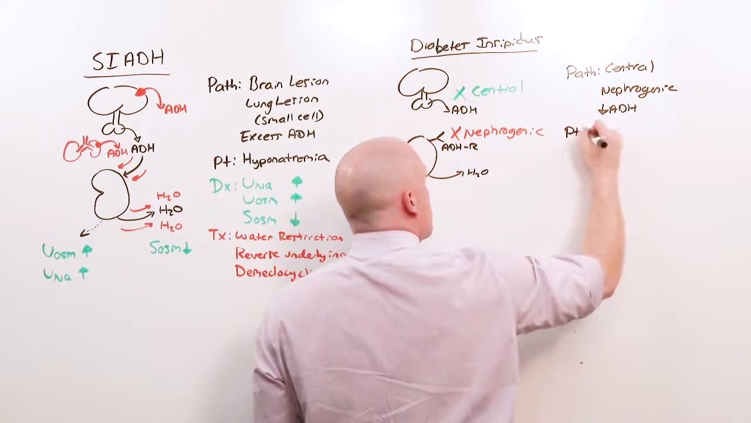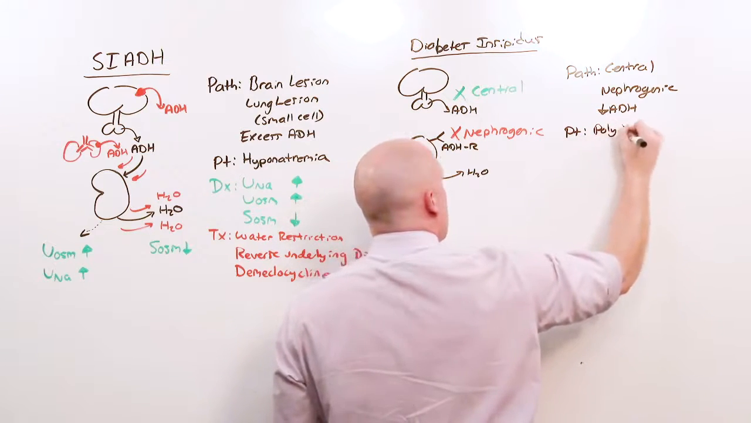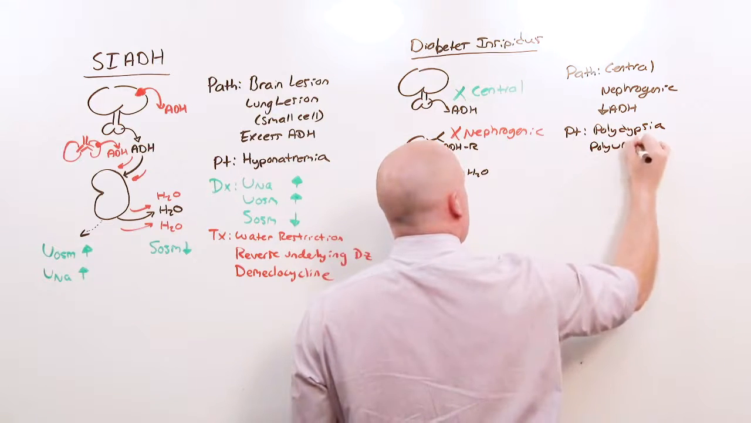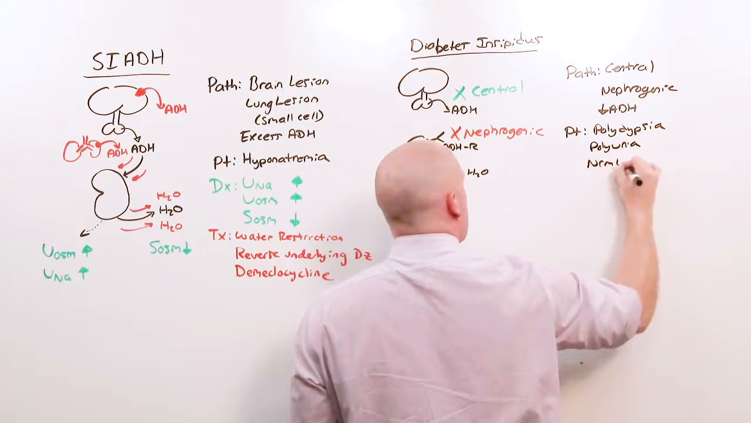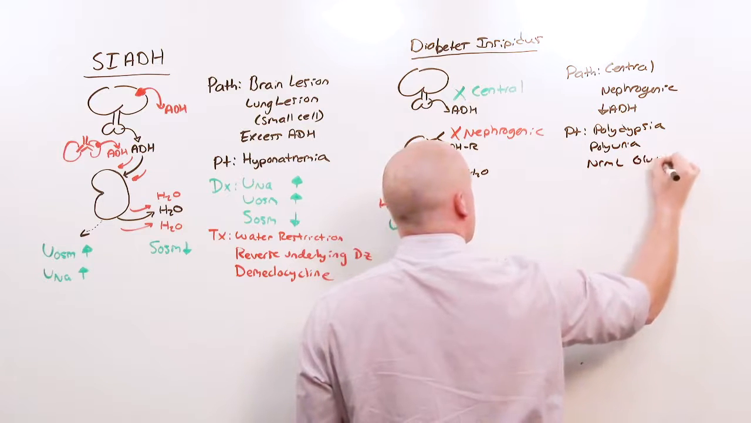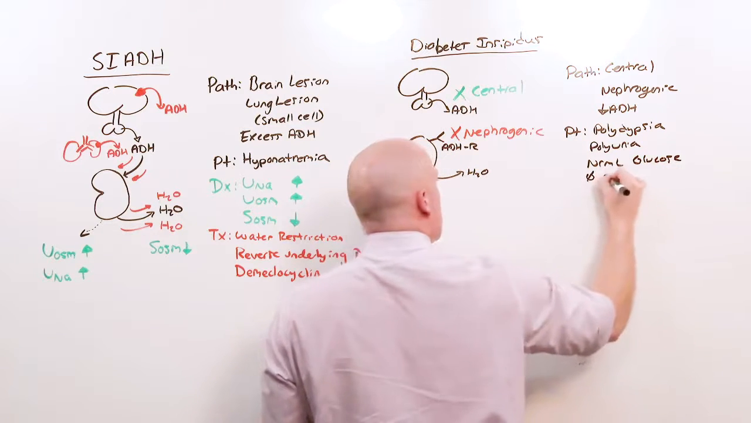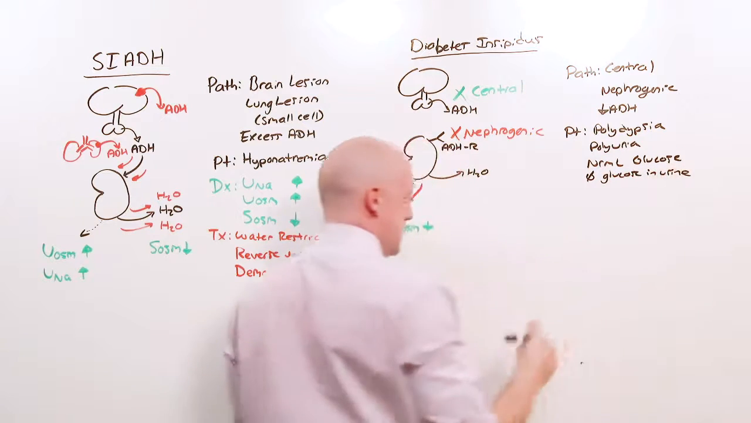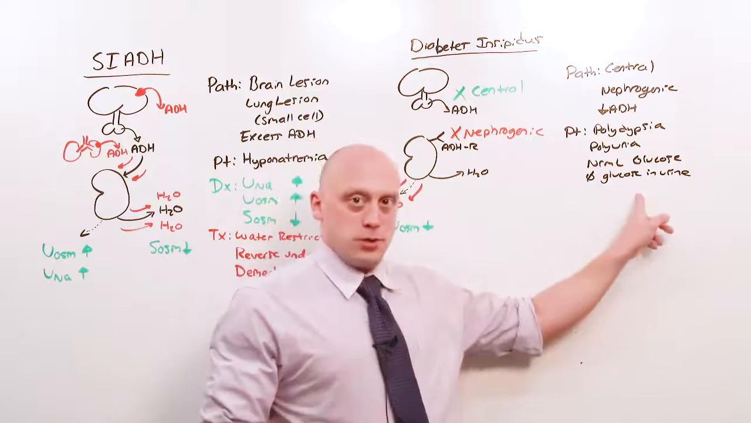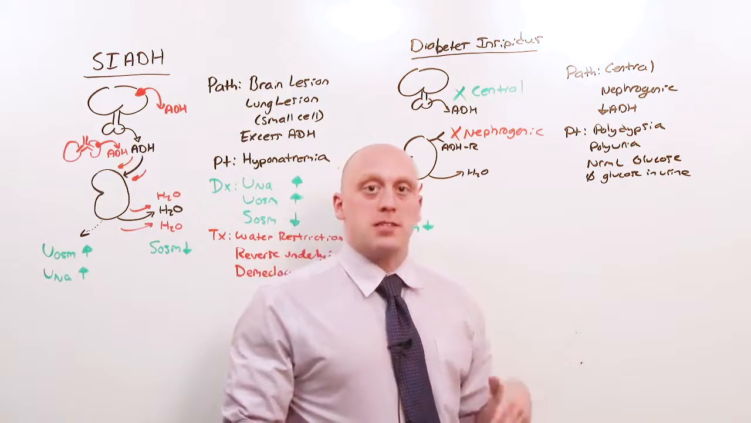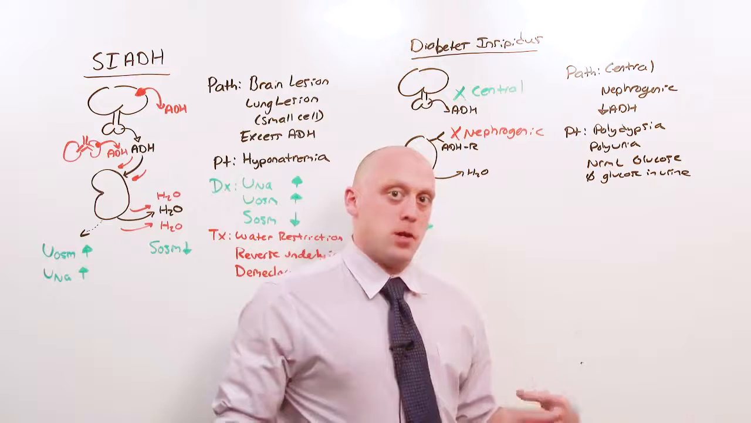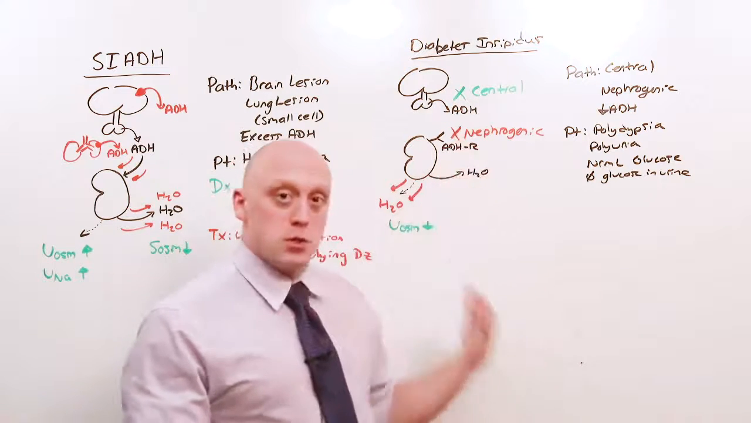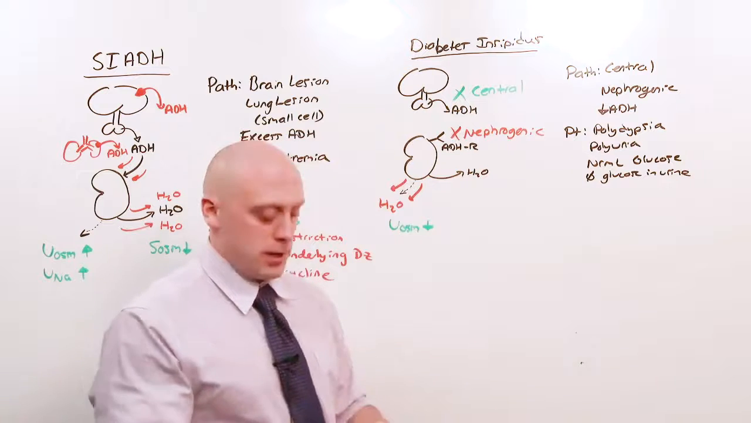The patient is going to present like diabetes: polydipsia and polyuria. But they will have a normal blood glucose and no glucose in the urine. Because in diabetes mellitus, excess glucose in the urine that exceeds the Tmax of reabsorption draws the water out with it. In diabetes insipidus, there's no signal to draw the water back into the body.